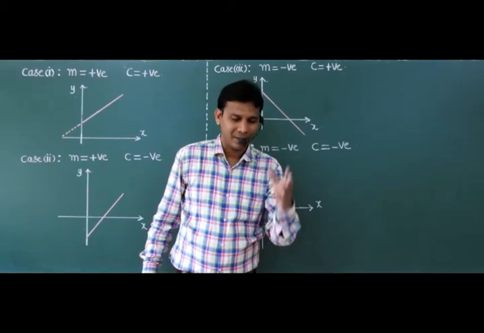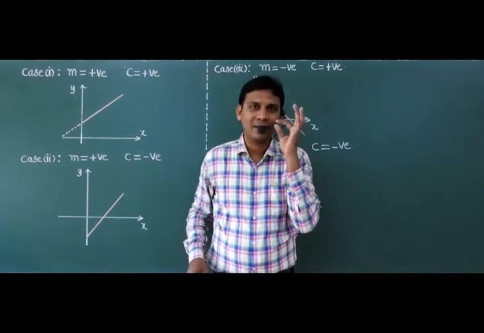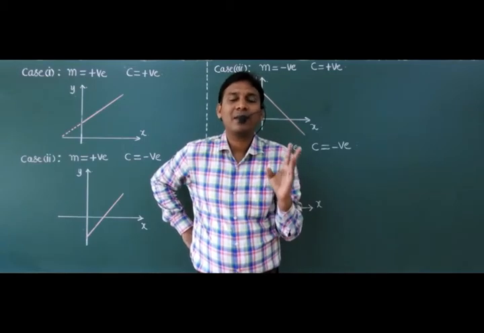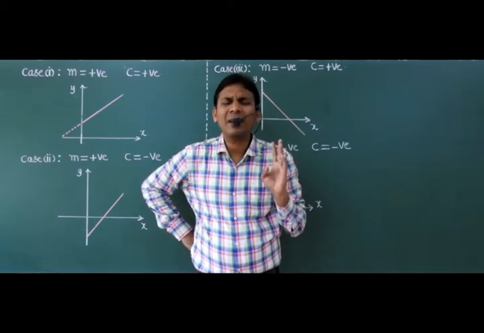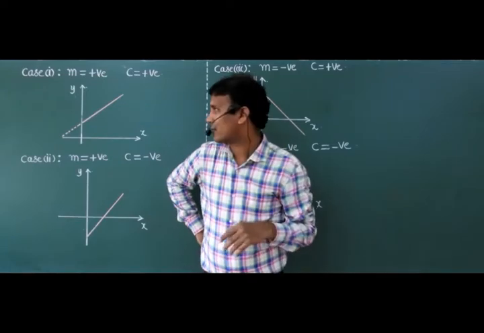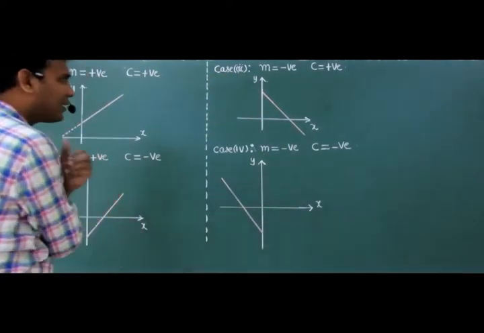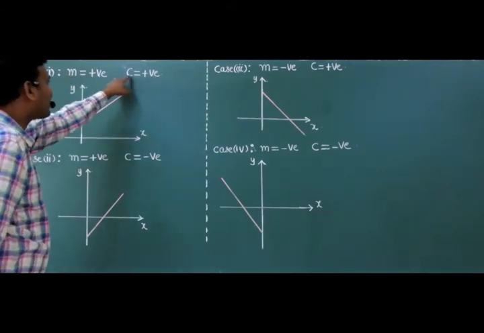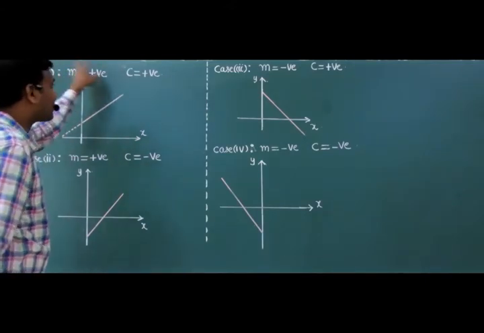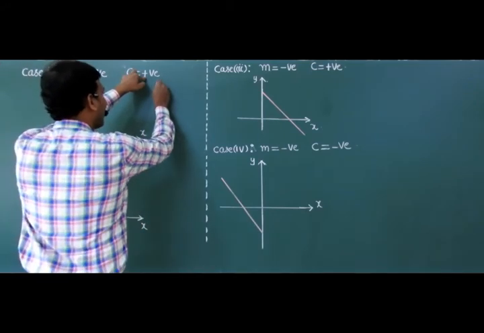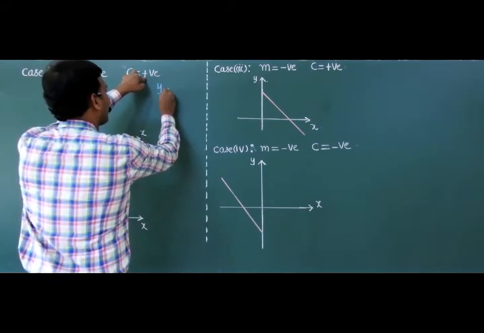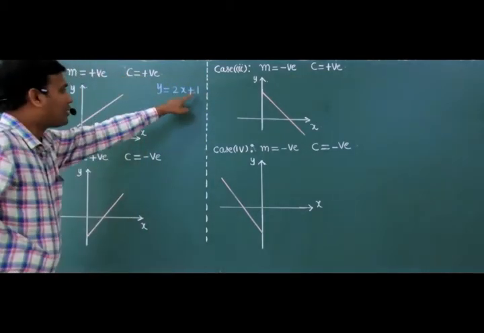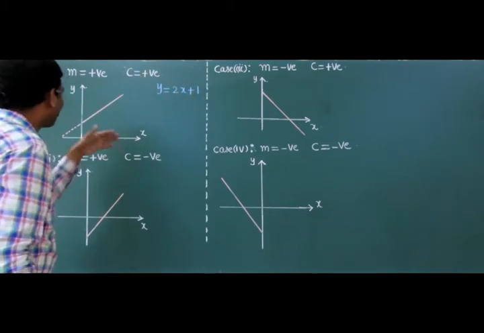Dear students, just now we discussed y is equal to mx plus c. M may be positive or negative, c may be positive or negative. So in total we get 4 cases. I wrote all 4 cases here. First, slope is positive, intercept is positive. For example, y equal to 2x plus 1. Slope is positive, intercept is positive.